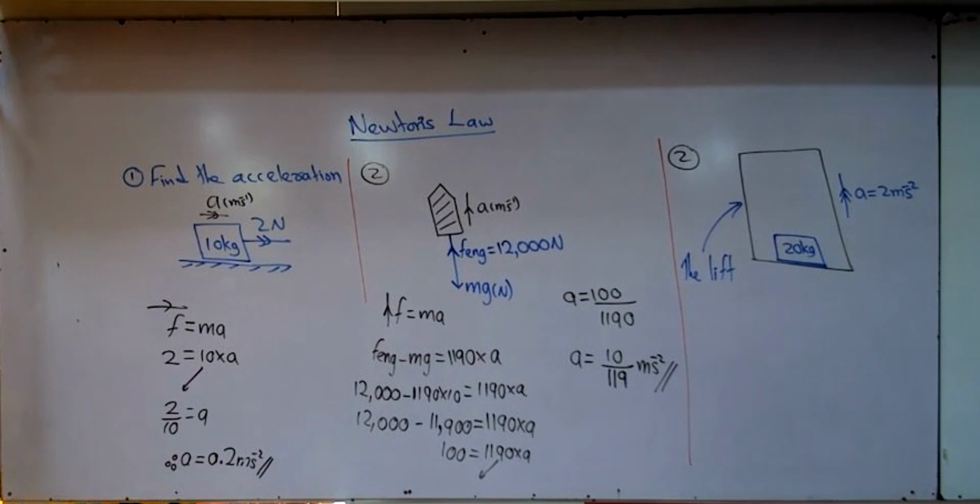Okay. Final question. What should be the magnitude of the force given by the metal box to the floor of the lift?